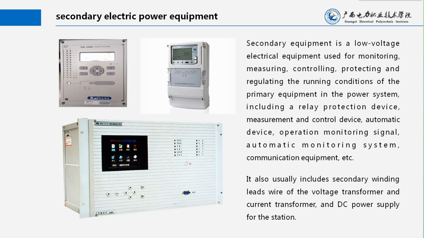Secondary electric power equipment. Secondary equipment is a low-voltage electrical equipment used for monitoring, measuring, controlling, protecting and regulating the running conditions of the primary equipment in the power system, including a relay protection device, measurement and control device, automatic device, operation monitoring signal, automatic monitoring system, communication equipment, etc. It also usually includes secondary winding leads wire of the voltage transformer and current transformer, and DC power supply for the station.